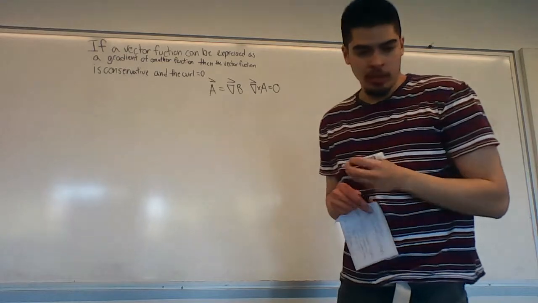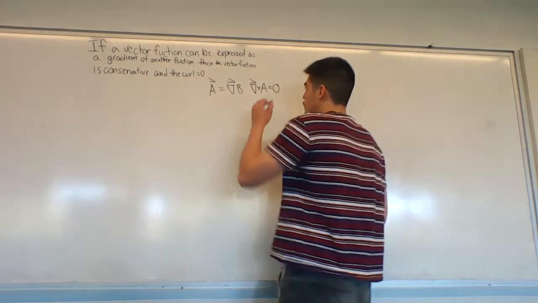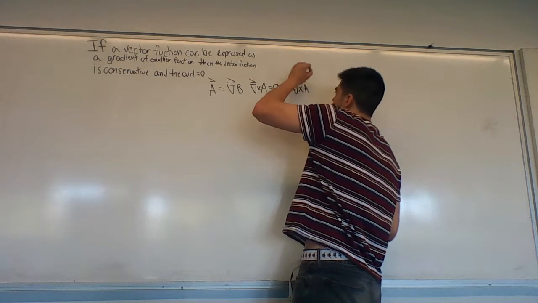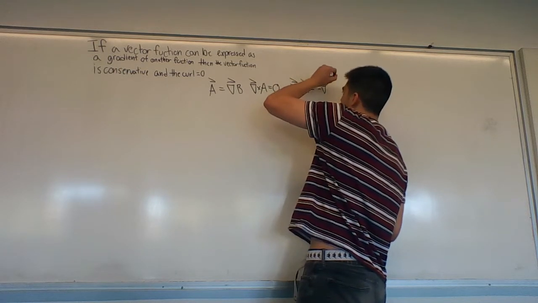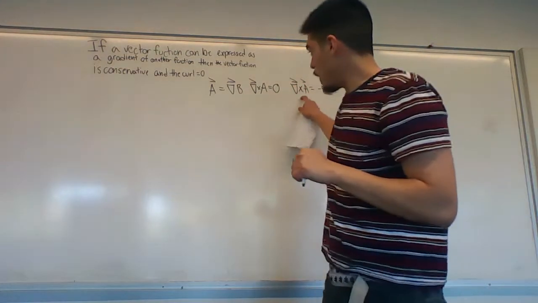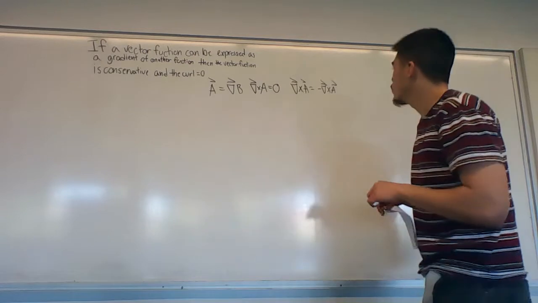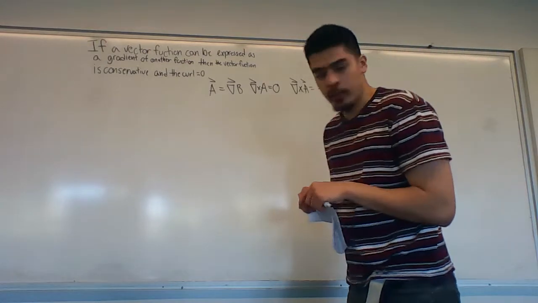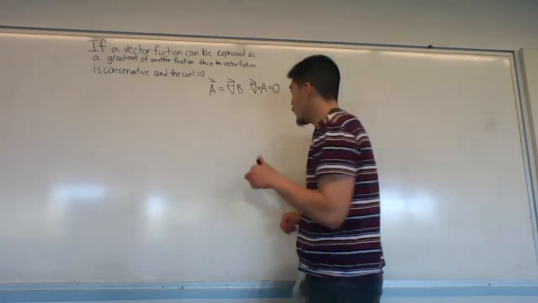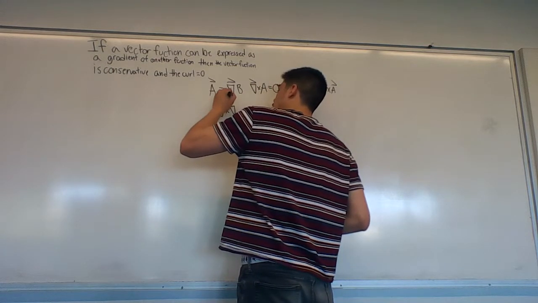And one way of proving something is equal to zero is by proving that it is equal to its negative self. So if we prove this statement true, then it also proves this statement true, which is the statement we want to prove in the beginning. So the first step that I'm going to do is replace A with the gradient of B. So we have the curl of the gradient of B.